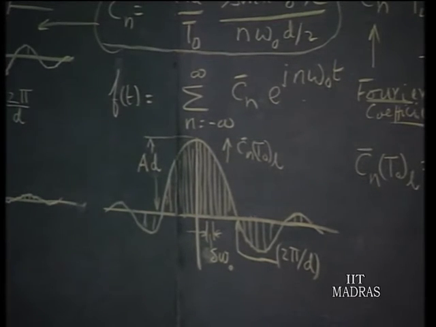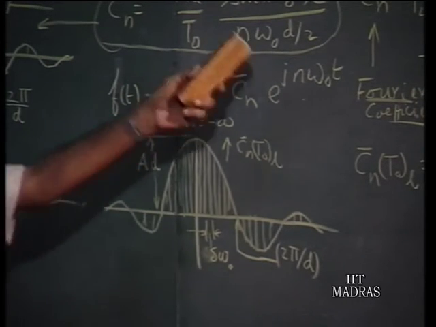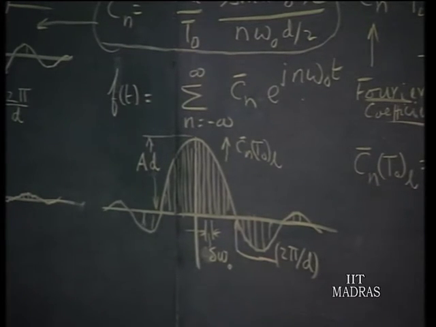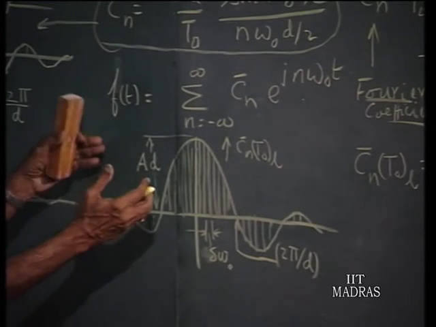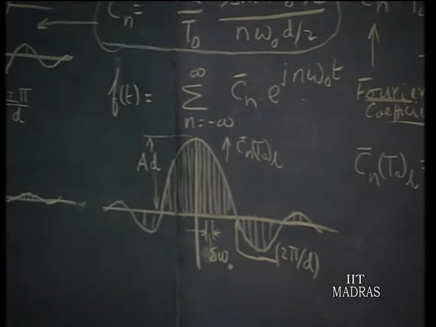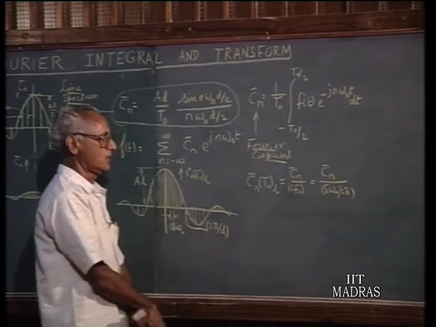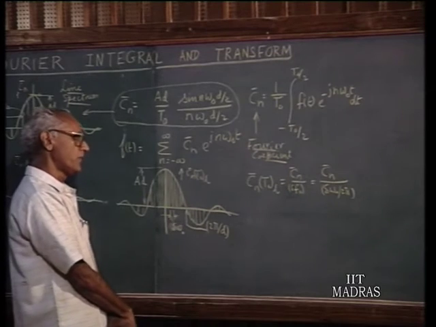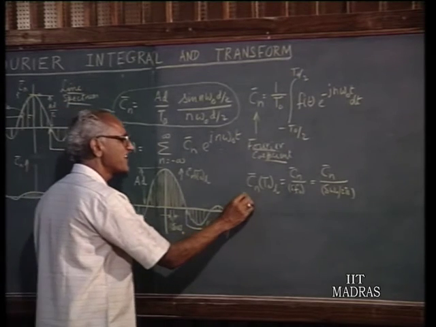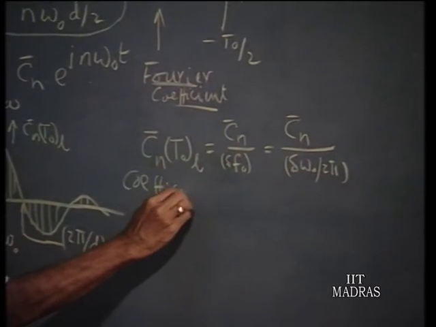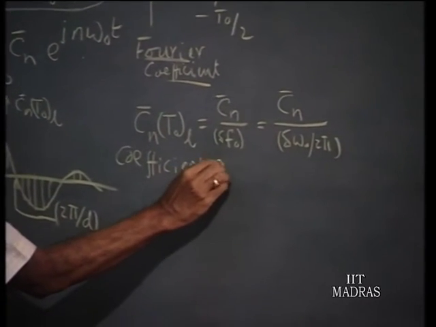So, we now see that if you do not want to deal with C n, but C n times T naught of L, then we can think of a meaningful way of representing the various harmonic components and their relative size. Since this is C n, the coefficient per unit frequency, this is called coefficient density, whereas this is the Fourier coefficient, this is called Fourier coefficient density.